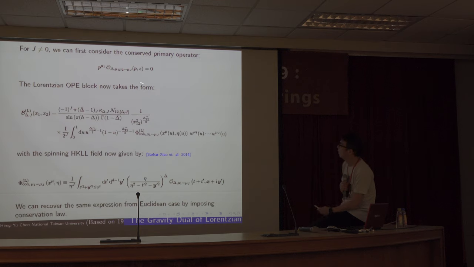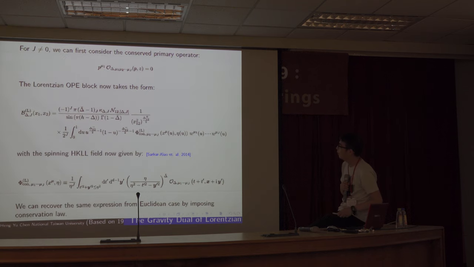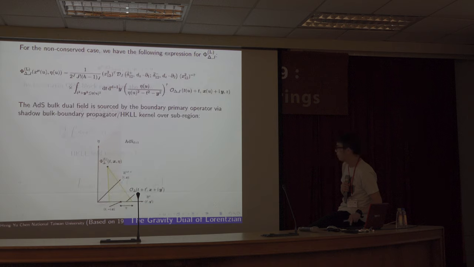Good. And for the spin case, again, let's consider just the conserved cases. So in momentum space, that's the conservation condition. And the answer takes the following form. And the phi here is precisely, again, the spin version of the HKLL field obtained by Sarkar and Xiao, who were students of HKLL. So very good. I should emphasize that was the case when the external points x1 and x2 were both spacelike. And so that's a cartoon of what's being done here.